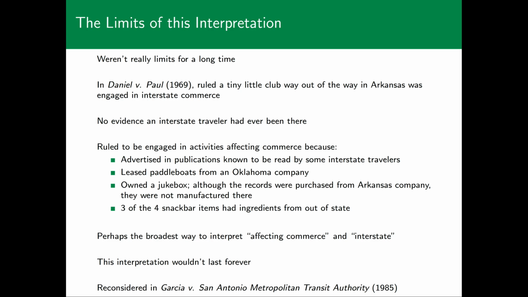So where we pick up on Monday, we'll start talking about this case, Garcia versus SAMTA, the San Antonio Metropolitan Transit Authority. Remember, you've got a quiz on Blackboard related to these notes.